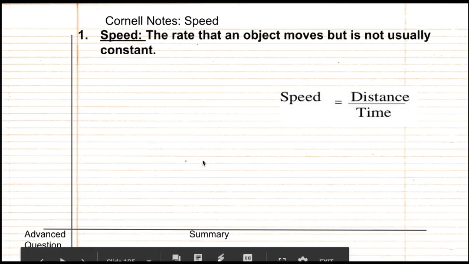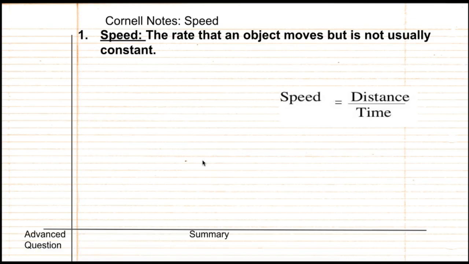We hear the term speed a lot, but it's the rate an object moves and it's usually not constant. For example, when you're driving down the street with your parents, sometimes they're going at 40 miles per hour, maybe they're going at 20 miles per hour as they hit a red light. So speed is usually not a constant. It goes back and forth, it fluctuates.